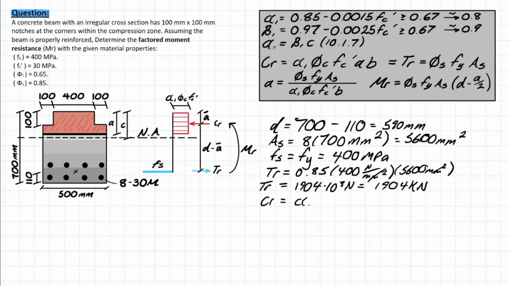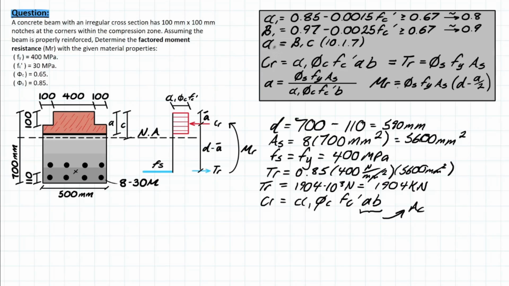So we actually need to write this slightly differently. We'll notice that this formula is originally written as follows. So we have alpha 1 phi c fc prime a times b. This a times b is now slightly different because we don't have a rectangular perfect block section, right? So we have to actually convert this to a variable for now, and we'll call that the area of the compression block.